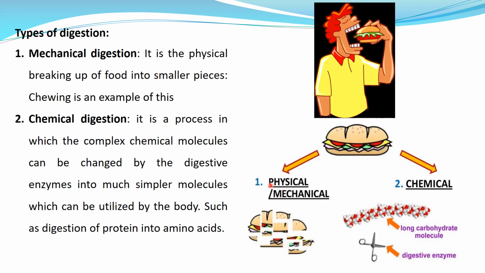In general, we have two types of digestion within the gastrointestinal tract. The first one is recognized as mechanical digestion, and the second one is called chemical digestion. Mechanical digestion is the physical breaking up of food particles into smaller pieces, such as chewing of food within the oral cavity. As you know, it leads to the breaking down of coarse particles into finer or smaller particles.